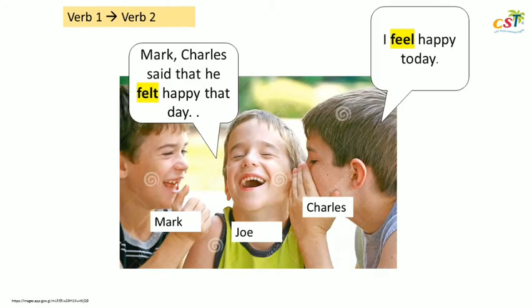And then, how to change the verb in the reported speech? For example, if the sentence uses verb 1, you change it into verb 2. Now, look at, I feel happy today, says Charles. And then Joe says it again to Mark. So, feel will be verb 2, becomes felt. Charles said that he felt happy that day. Now, feel becomes felt. If it is verb 1, please change it into verb 2. Easy?